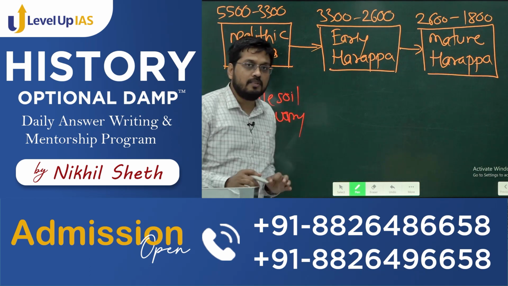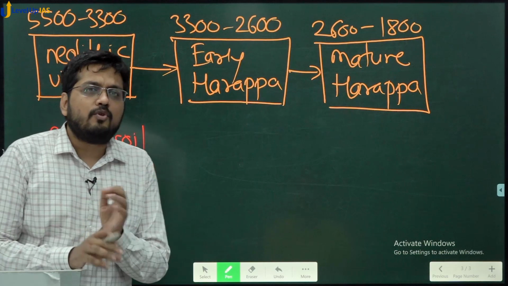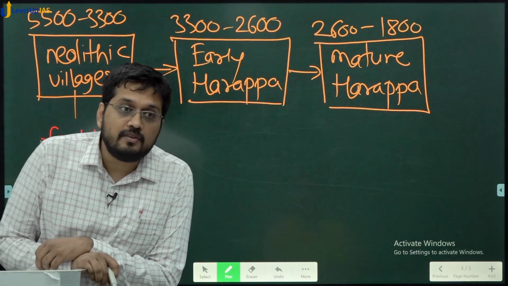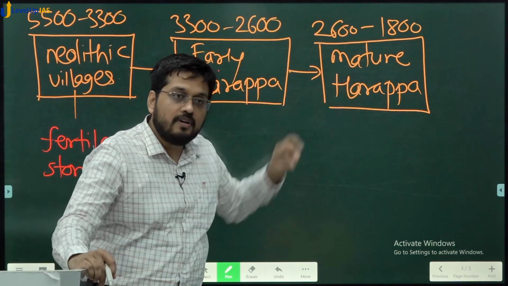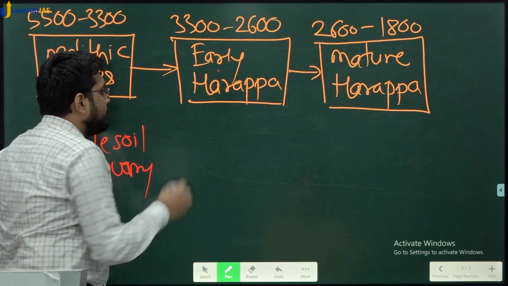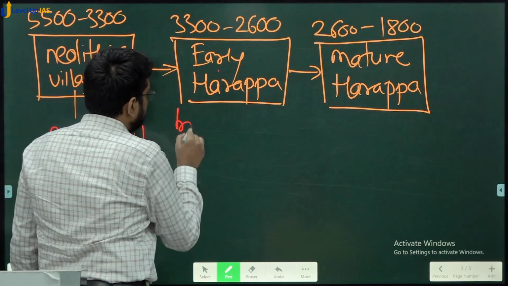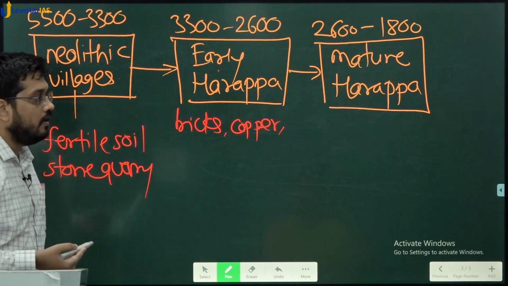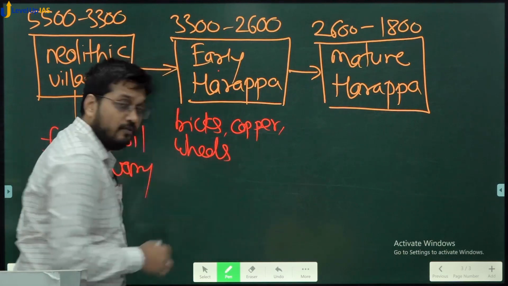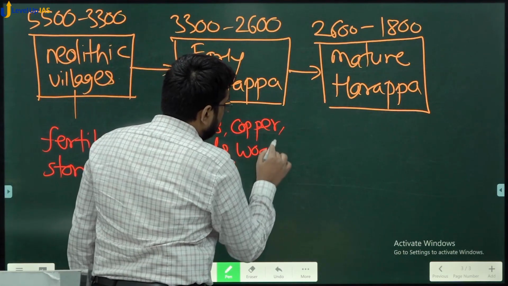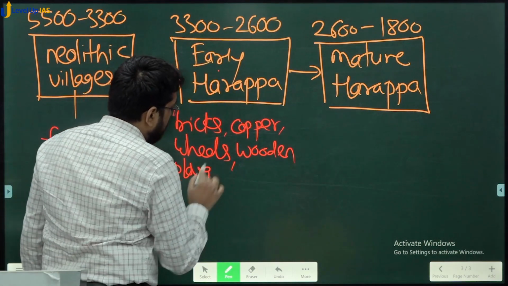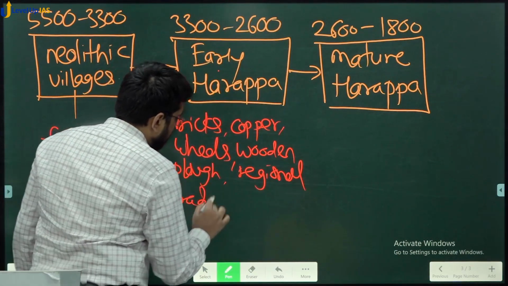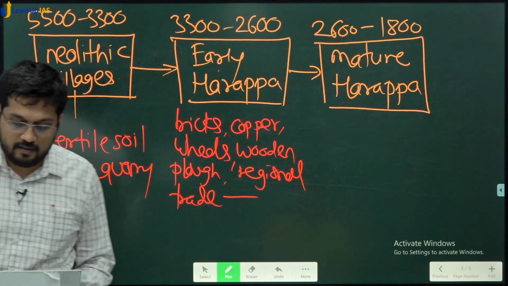Then you come to early Harappa. Now, if you look at the archaeological assemblage of early Harappa, its material culture is already well evolved. There are many things seen in both early Harappa and mature Harappa. For example, you already have the use of bricks. You already have the use of copper. You already have the use of wheels for transportation technology. We have the wooden plow. We have some regional trade. So all these things are already there in early Harappa.